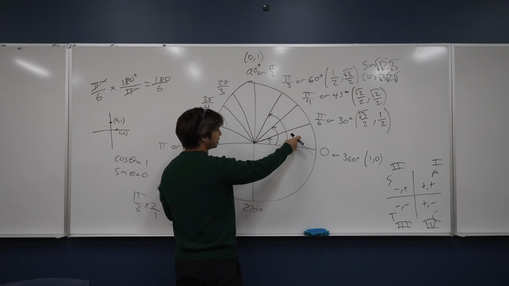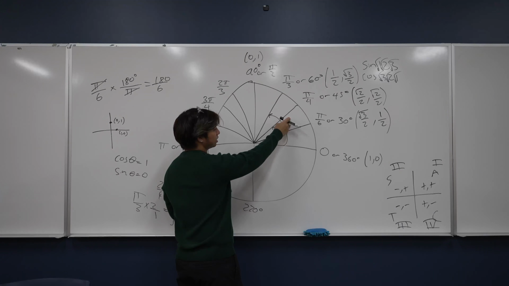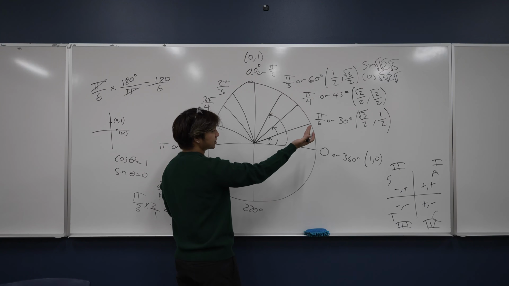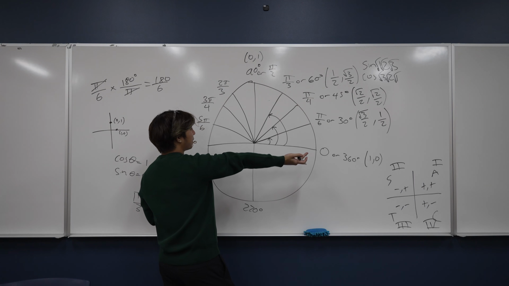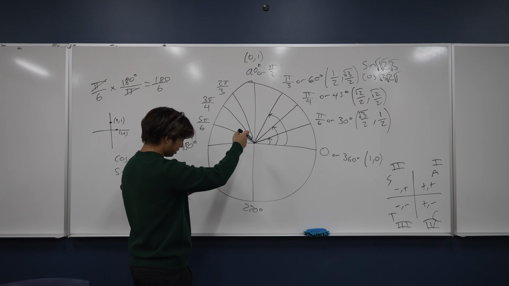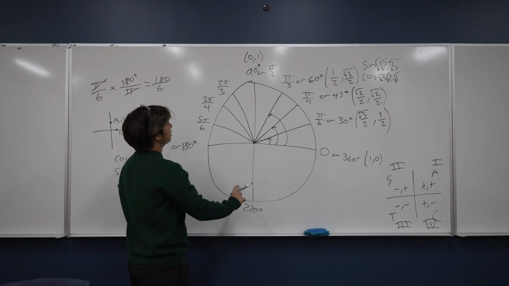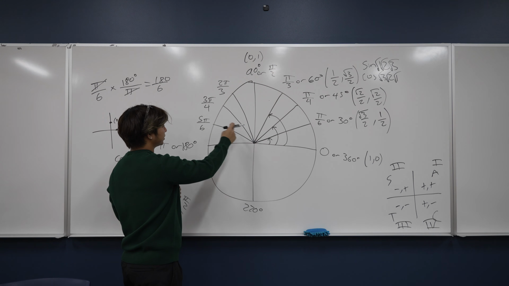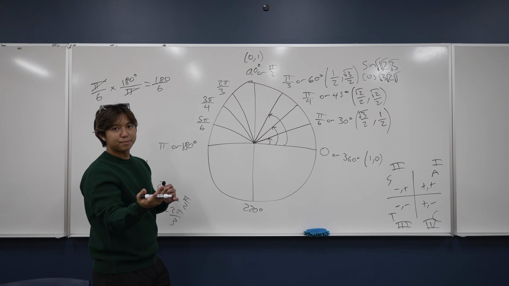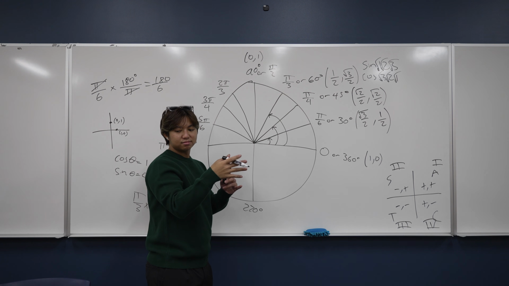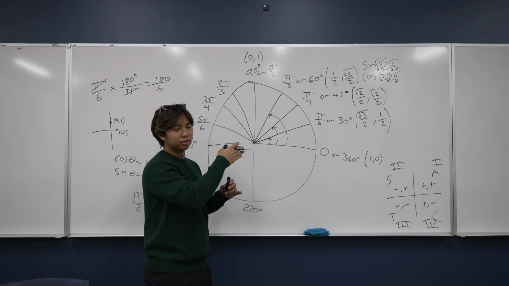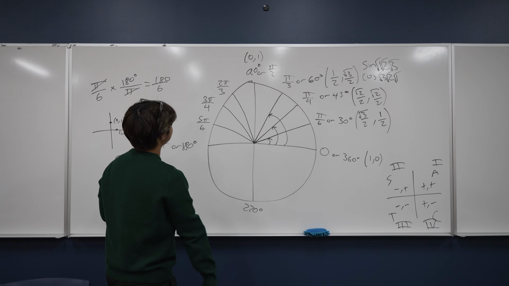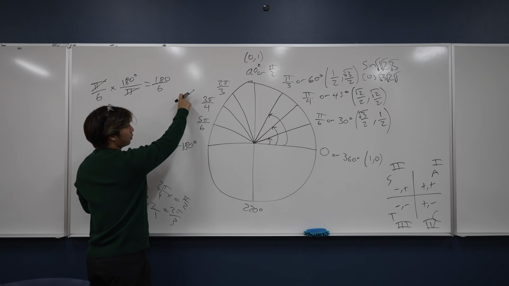So pi over 6 here, 2 pi over 6 simplifies to pi over 3. And then 3 pi over 6 is just pi over 2. 4 pi over 6 is 2 pi over 3. 5 pi over 6 brings me here. Pi over 6 divides itself into smaller pieces, but don't worry about that. So let's just do the points, right?